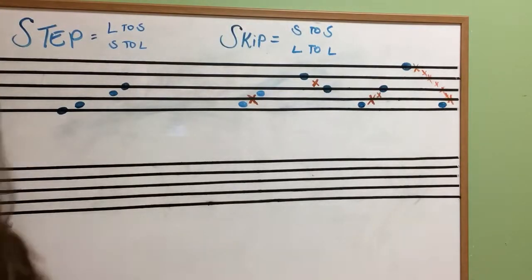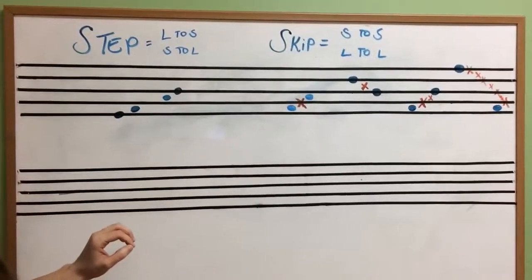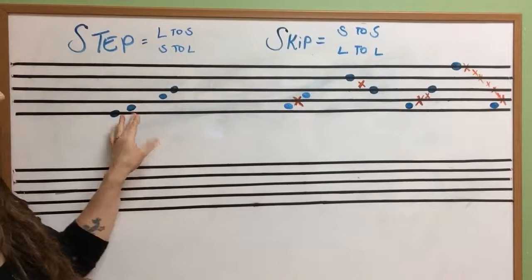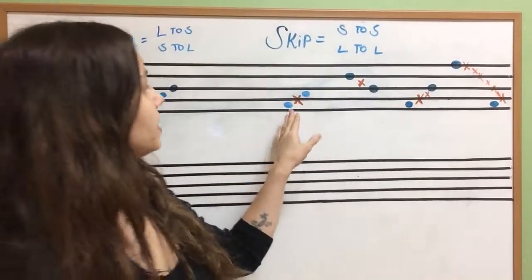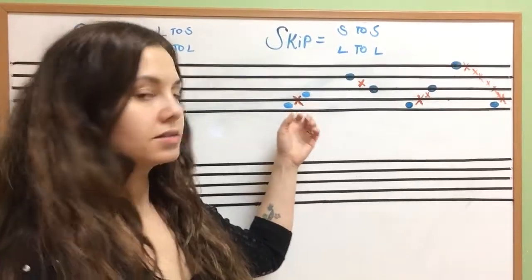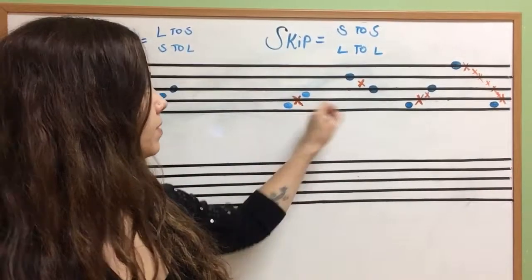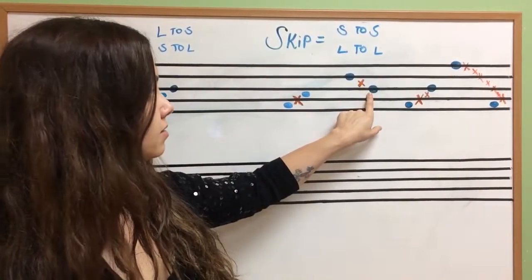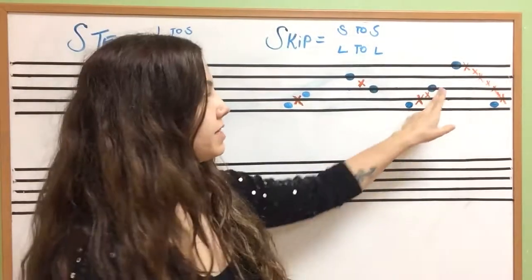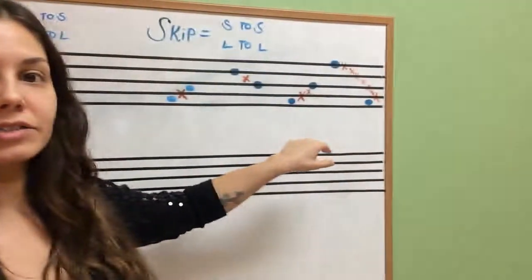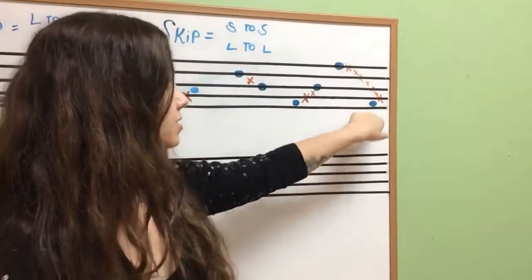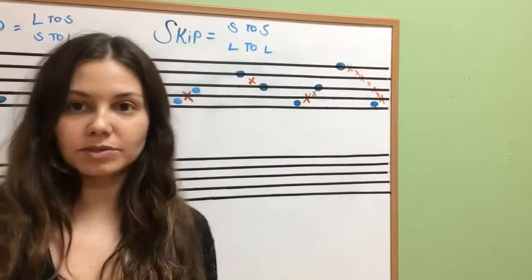Okay, so again, a step. So when we go from line to space or space to line and they're neighbors, they're actually touching. A skip could be a space to a space. Skips have notes in between, or a line to a line, right? Or a space to a line with at least one note in between, and the last one, a line to a space with at least one note in between.